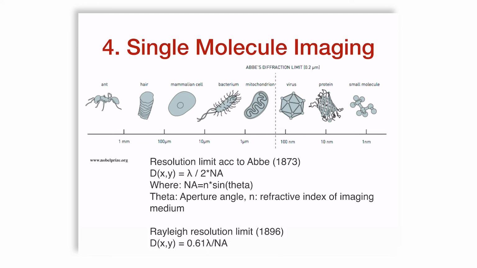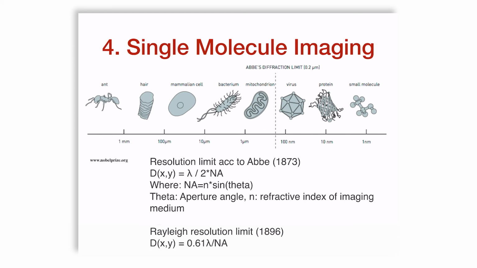the order of magnitude scale in this image points to millimeter scale for animals, small insects, through hair length, through mammalian cells, mitochondria, viruses at 100 nanometers, proteins and small molecules. This dashed line here is referred to as Abbe's diffraction limit and is about 0.2 micrometers or 200 nanometers.